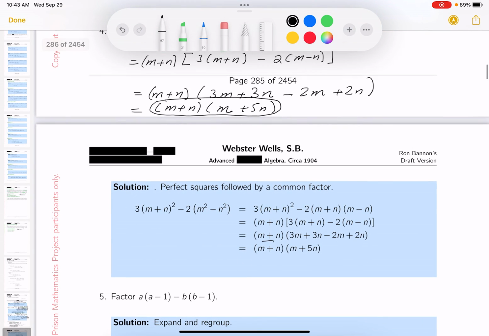Let's look at the key. Now, you have made a mistake, I look again. I got it. M plus n, m plus 5n. Looks great. Let's look at the next one.